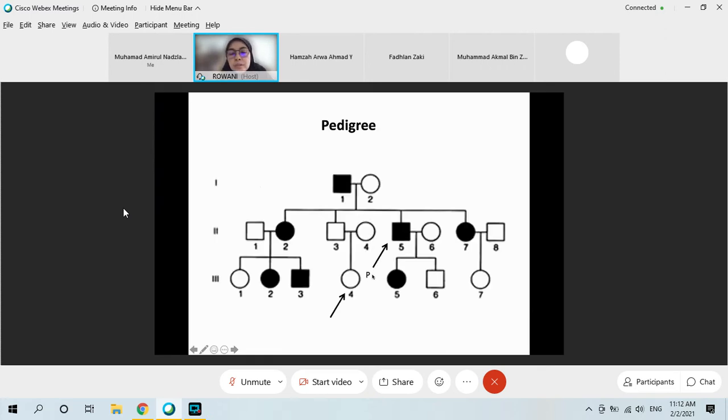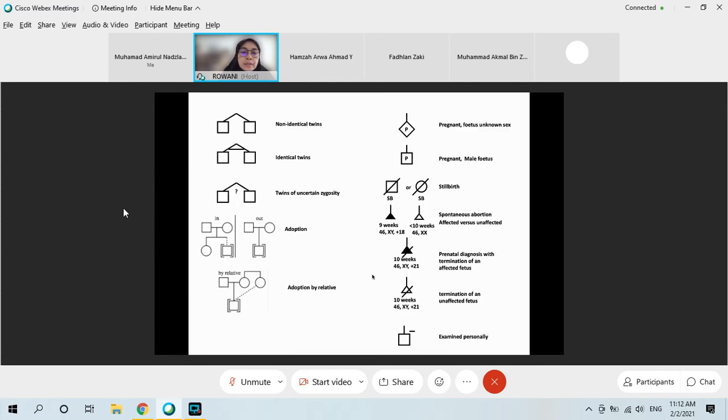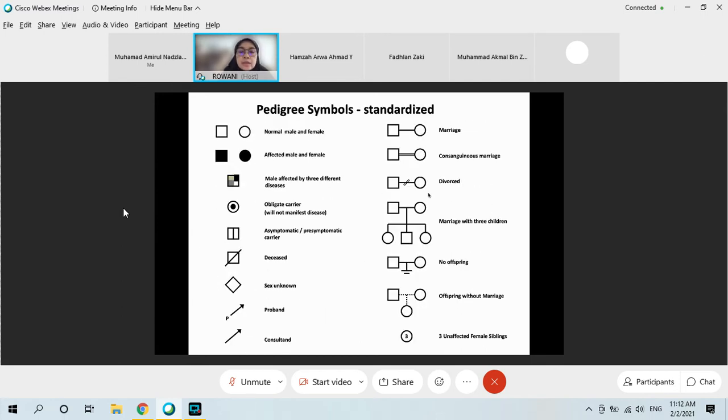So here is actually the person within the family. This is the first person who seeks consultation for this genetic condition. So he is the first person to be identified to have this genetic disease within the family. So he is the proband. Okay.